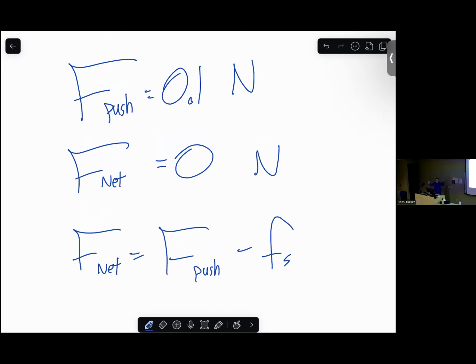Google question U, solve this equation for static friction. There's nothing in total. I'm pushing with 0.1. How much must static friction provide? Use the equation, Luke.